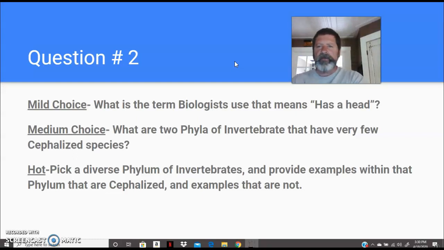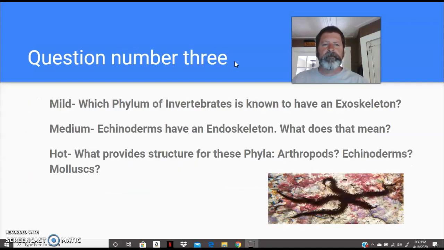Sporting a cabeza. Also, what are 2 phylum invertebrates that have very few cephalized species? You could also choose that. And your hot question, pick a diverse phylum of invertebrates and provide examples within that phylum that are cephalized and some examples that are not. So just pick one phylum and say, okay, here's some examples that are and there's some examples that are not.